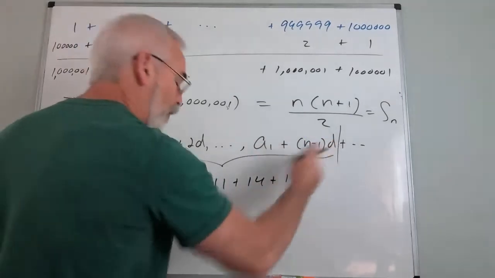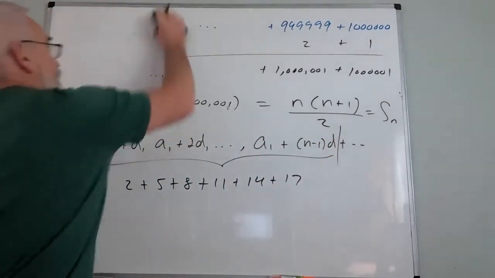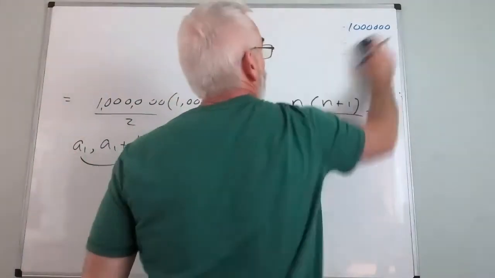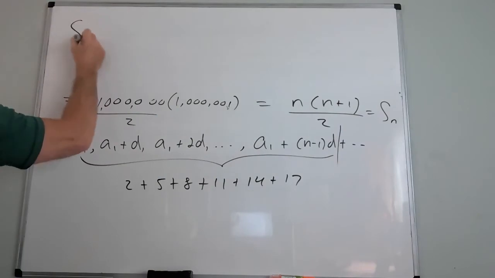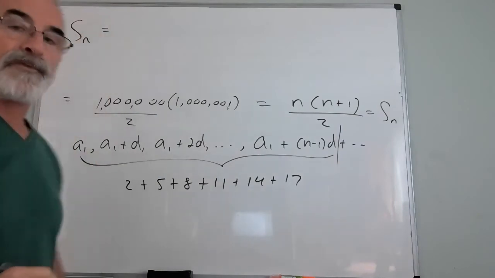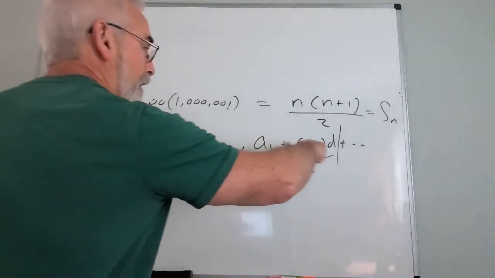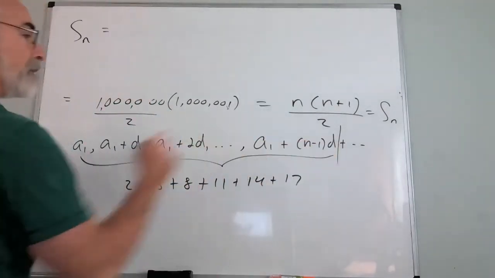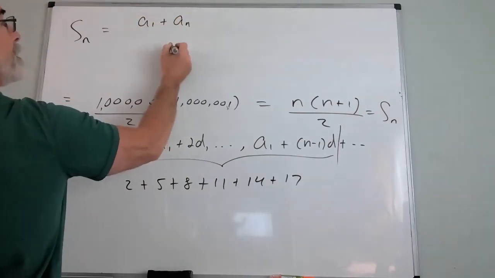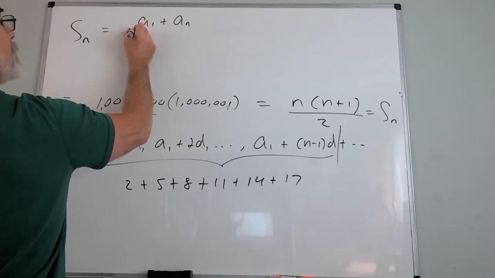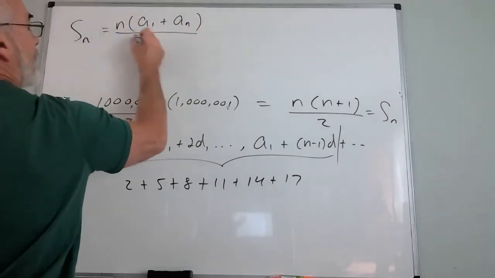So the same rule applies in general with an arithmetic series. If I want the sum of the first n terms, all I have to do is take the sum of the first and the last. Well, what's the last? We usually just call that the nth term. And then I multiply it by n and then over 2.